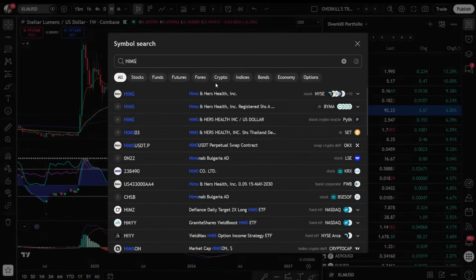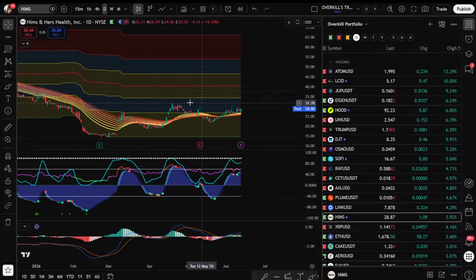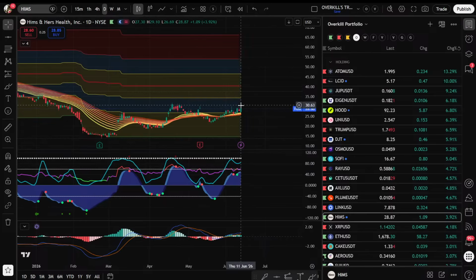I see Jeff for HIMS here. HIMS is looking good. Still liking HIMS. Dot's still green here on the weekly. We need to break out over 30. If we can get up over this resistance right here at 32, which is where we topped out in April and got rejected, if we could break through that, this thing's going right to 60.